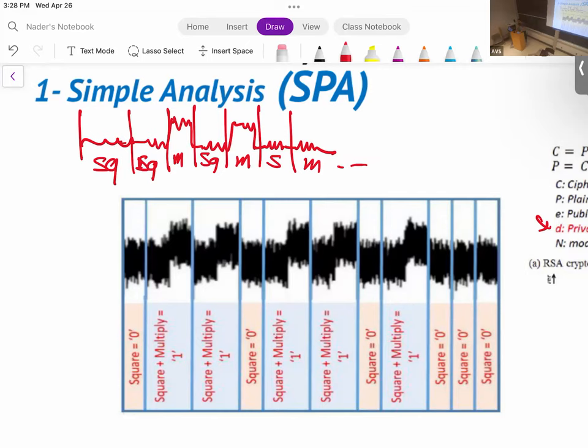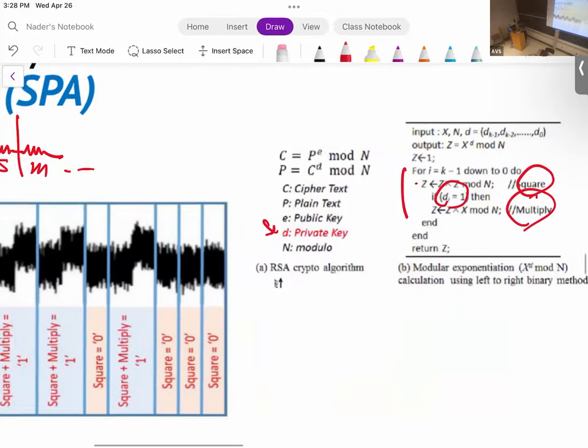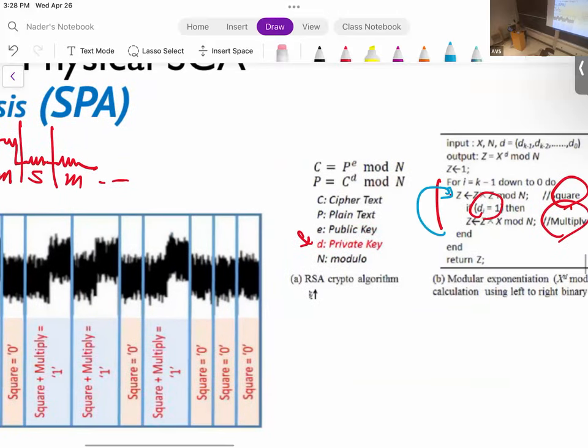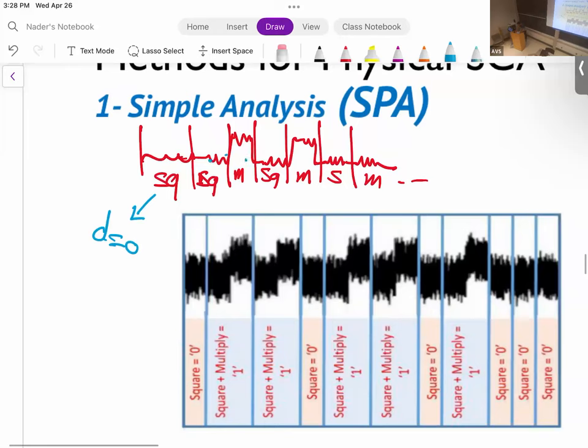Now if I want to translate this, it means that for the first try, I had only a square, which means that D was equal to zero. So here, D was equal to zero. Then it seems that I repeat this, so I go to the next bit. And here I see that there is a square, but it's followed by a multiply. So this means that D was equal to one. Then I see another square multiply, so D was equal to one. Then I see a square and another square. So here it means that D was equal to zero and D was equal to zero. And then I can just continue doing that.